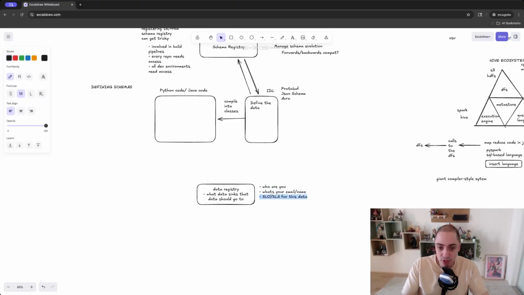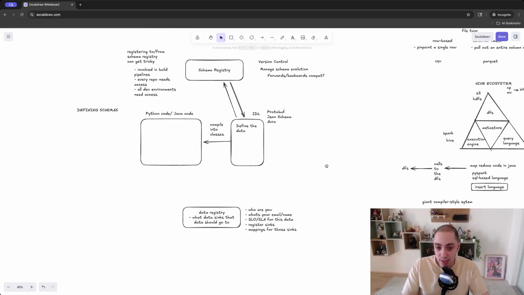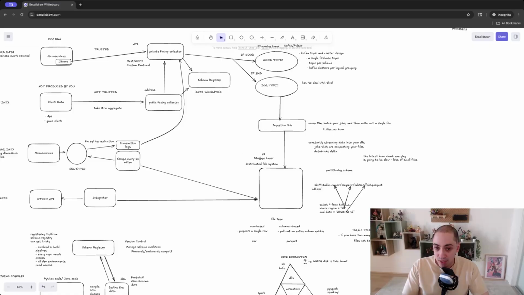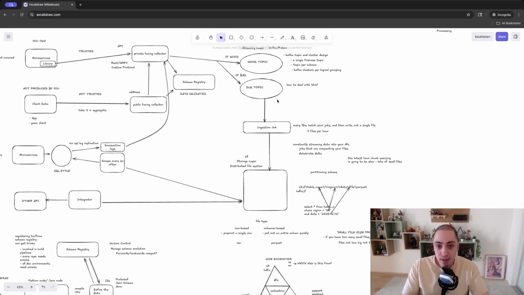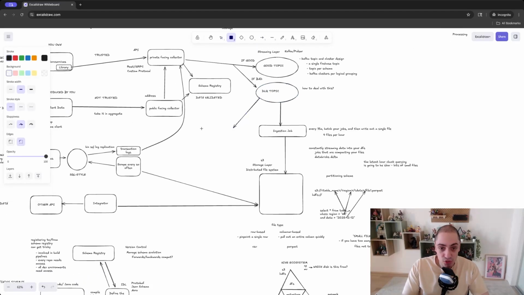It also registers syncs and even potentially mappings for those syncs. So that's an example of something that this data registry can own. And the reason why that would be important is, so far I've mentioned storing this data in S3, in your distributed file system, which is probably your main one, but that might not be the only one. You might have other syncs here that you want to store to.